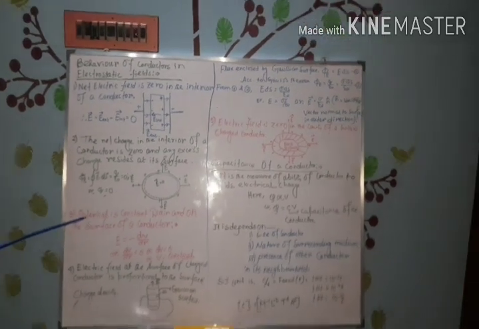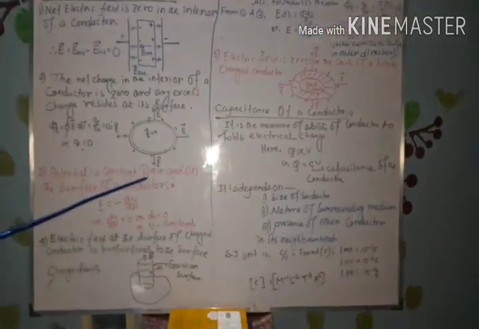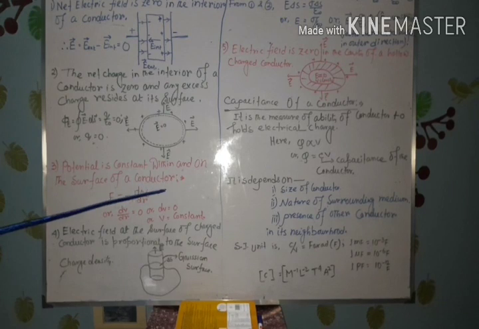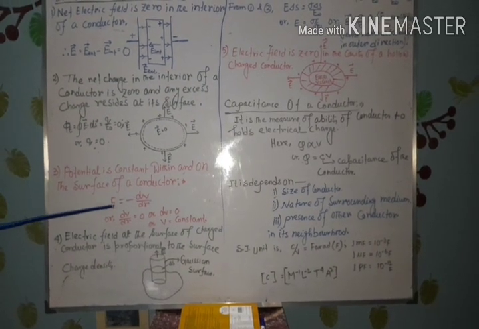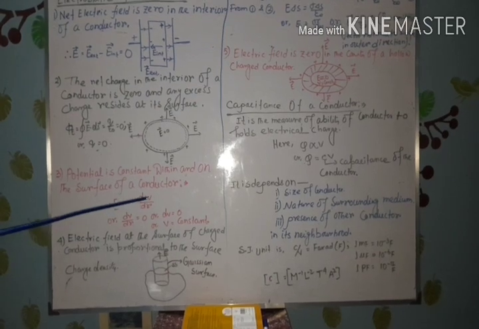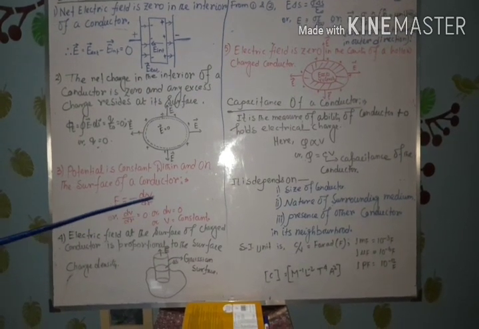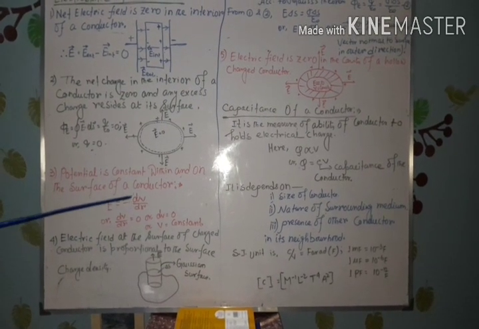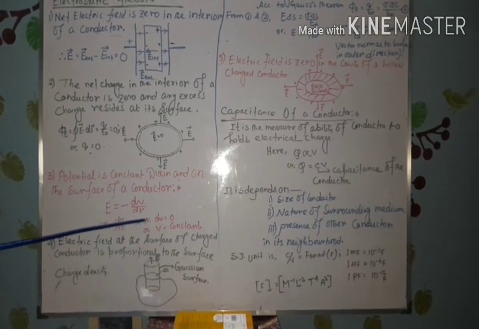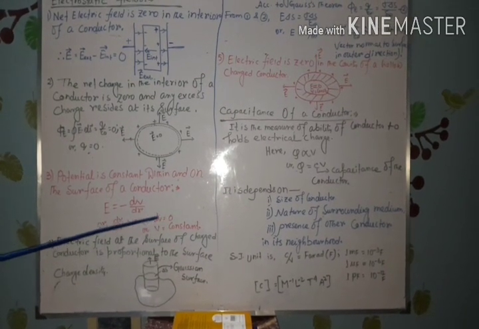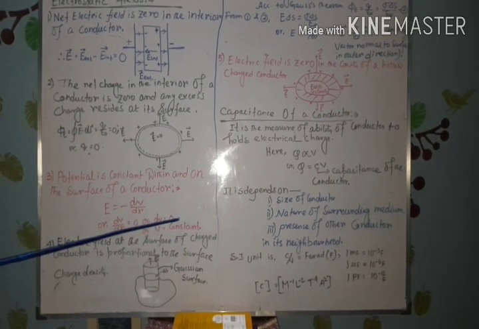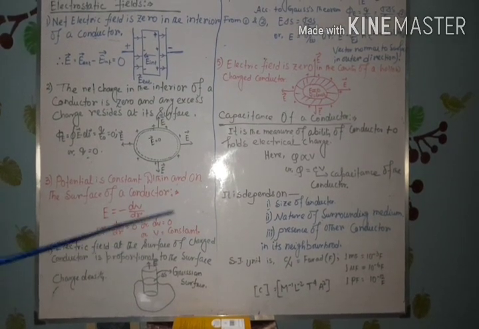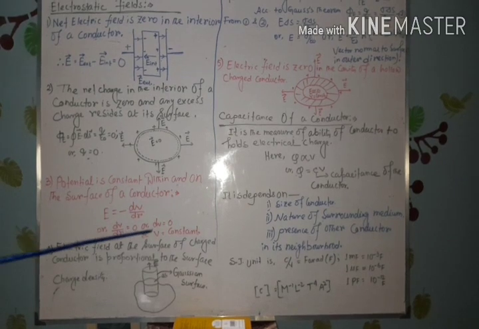Third, potential is constant within and on the surface of a conductor. How can you prove this? Already we know a relation between the electric field and potential as E equals minus dV by dr. And we know that the electric field within the conductor is 0. So dV by dr equals 0, or dV equals 0. By the integration process, as dV equals 0, we get V equals constant. Therefore, the electric potential within and on the surface of a conductor is always constant.